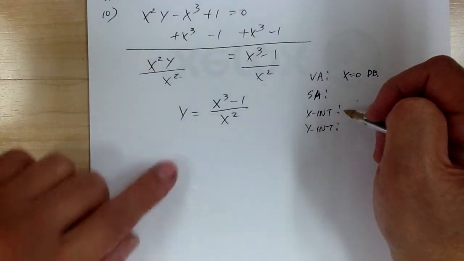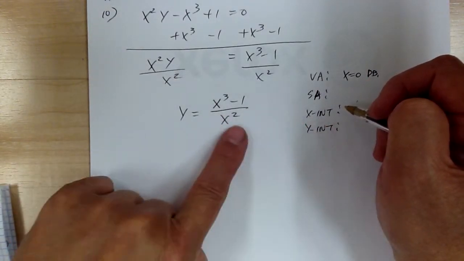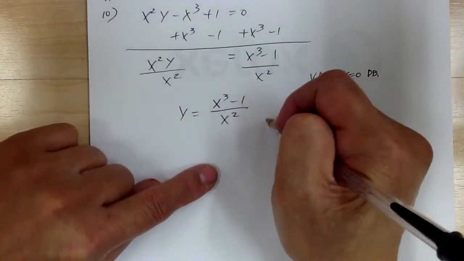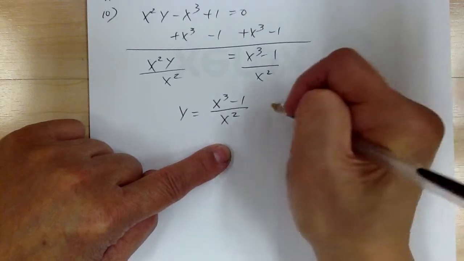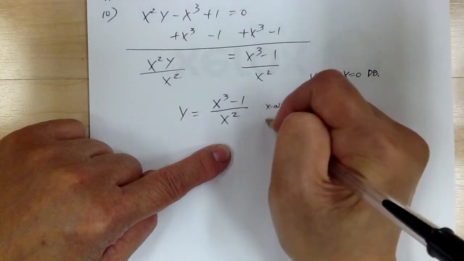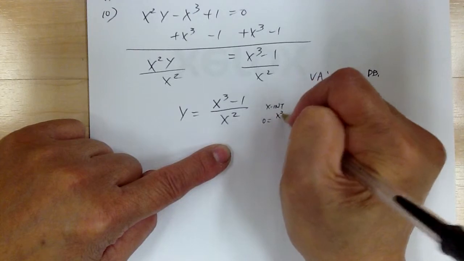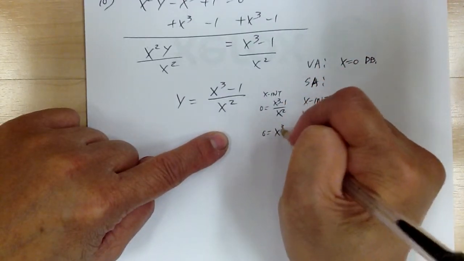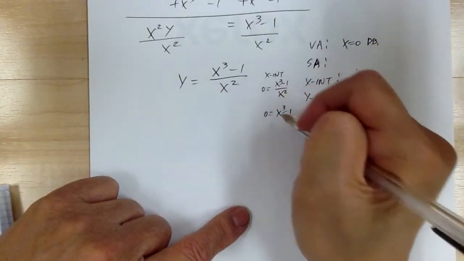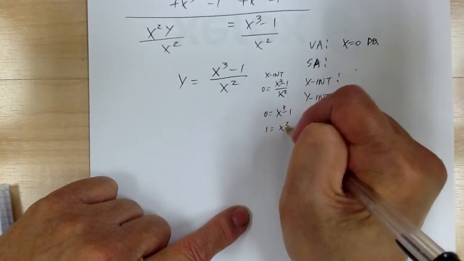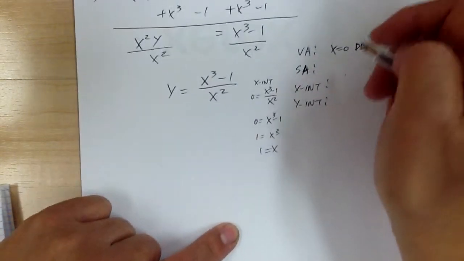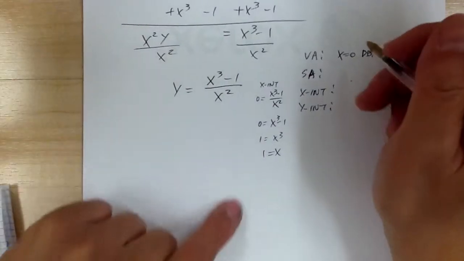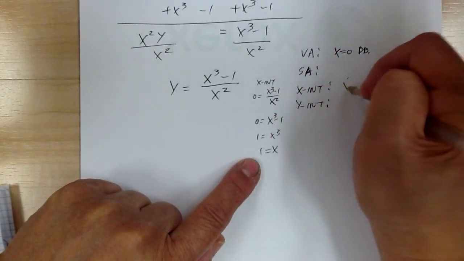X-intercept is when you set y equal to 0. So for the x-intercept, you set y equal to 0, so you've got 0 equal to x cubed minus 1 over x squared. You cross multiply and you get 0 equal to x cubed minus 1. From here, you get 1 equal to x cubed, and x equals 1. So you can get one of them; the other two would be imaginary. So the x-intercept is when x equals 1.